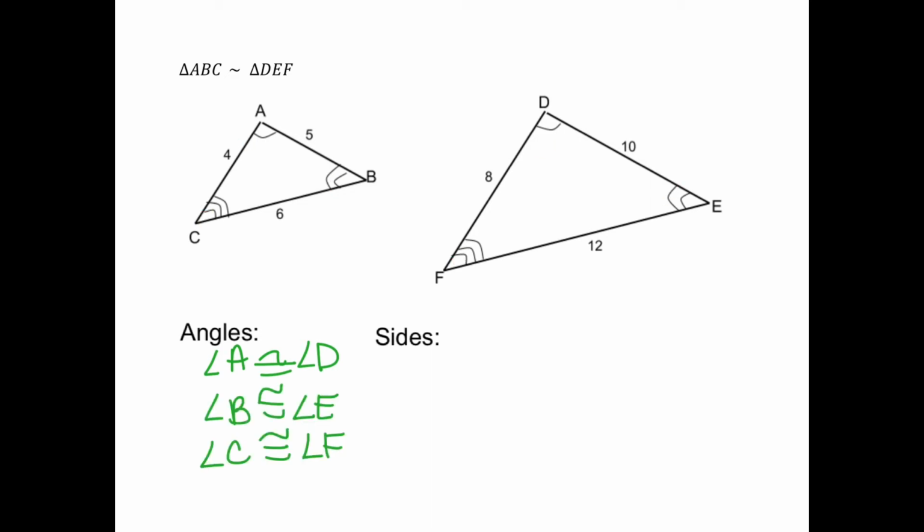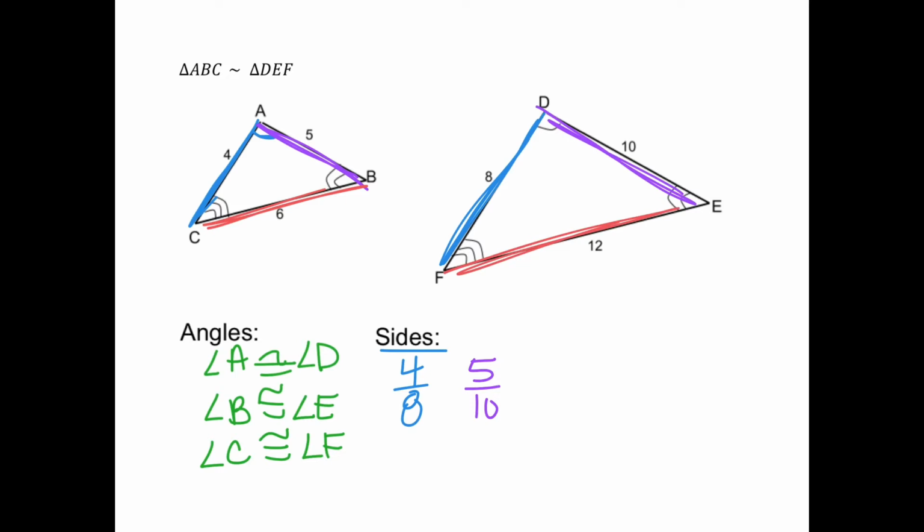What might be newer, however, is this idea of proportionality with the sides. So we're going to compare the corresponding sides. From the single tick mark to the triple, we have a 4 to an 8. And then from the single to the double, we have a 5 to a 10. And then the last side, let me change that to red, we have a 6 to a 12.